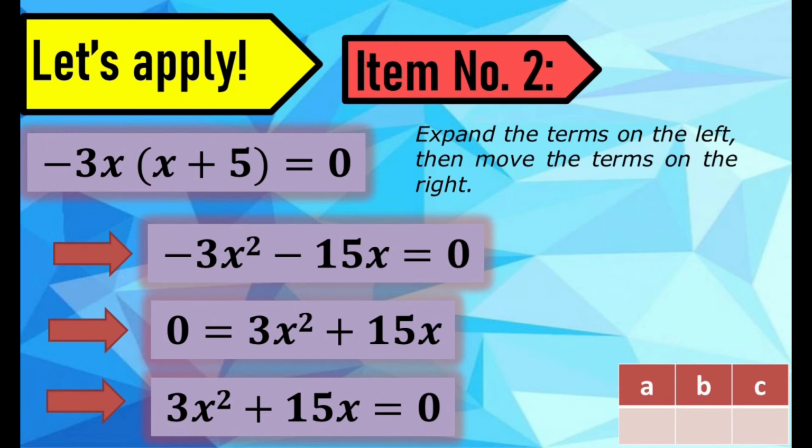And the values of our a, b, and c are 3, 15, and 0 because we do not have a constant term. Okay, did you get it right? Very good.